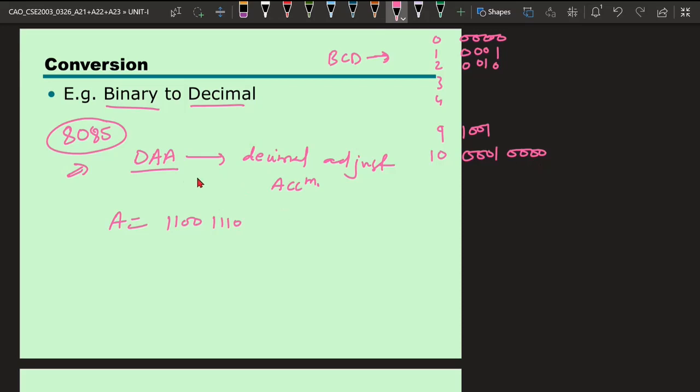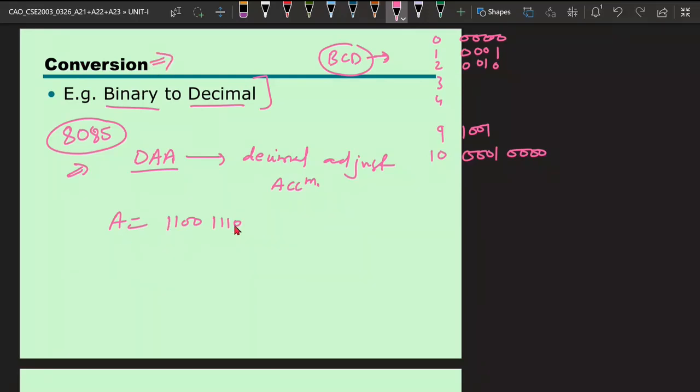Similarly, suppose this is the content of the accumulator, and it is not represented in BCD format. To convert this into BCD format, a direct instruction is given, that is DAA, decimal adjust accumulator. It will adjust the accumulator to convert it into the BCD format. Similar to that, based on the different architectures, we will have binary to decimal converters or different converter instructions directly given. So these are the basic conversion operations.